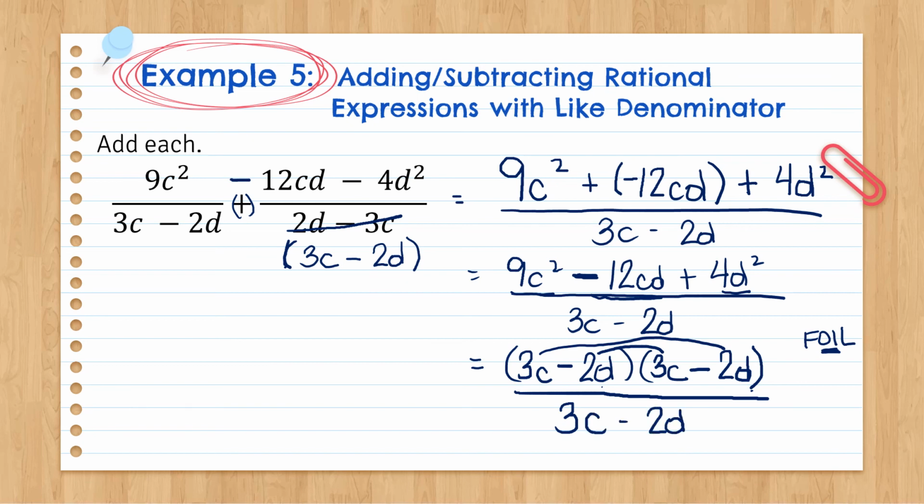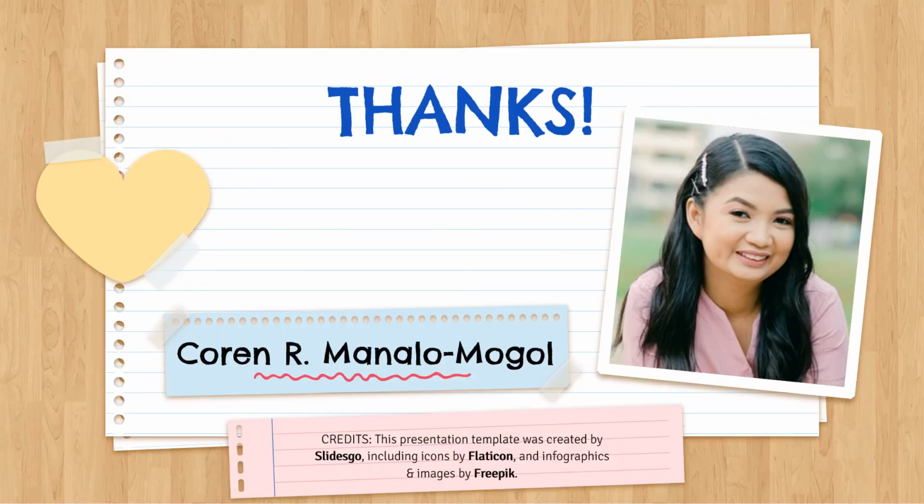Ayan. So, may common factor na sa numerator at sa denominator. Pwede na natin ngayon silang i-cancel ang isa. Pwedeng ito, pwede rin yung kabila. Total, magkamukha lang naman sila. So, for our final answer, we have 3c minus 2d. Yan. So, simple lang, di ba? So, ganun lang tayo nag-a-add at nagsusubtract ng rational expression with like denominators or magkatulad ang denominator.